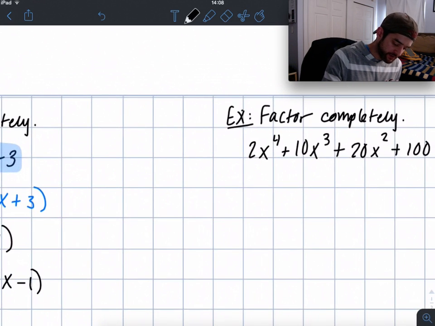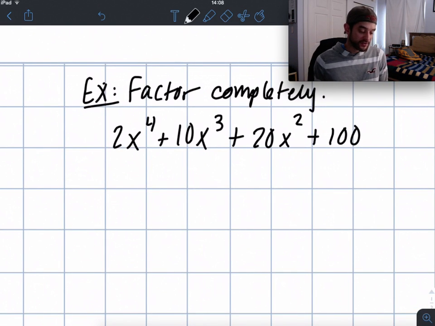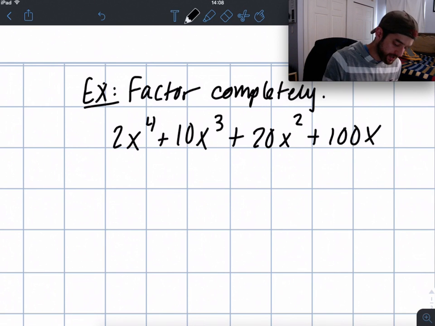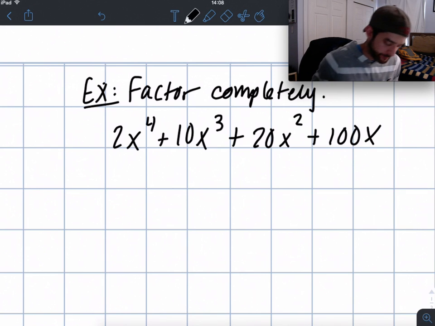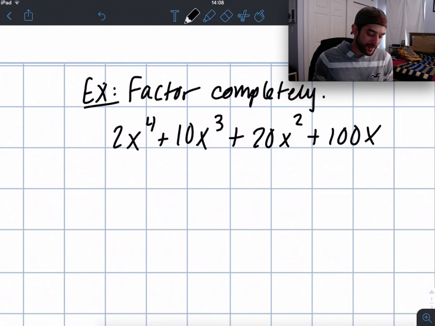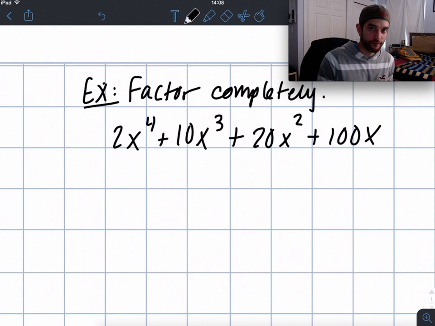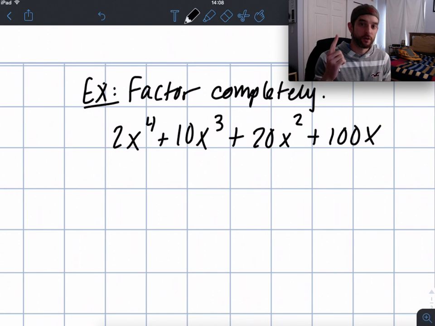All right, let's look at our third example. 2x to the fourth plus 10x cubed plus 20x squared plus 100x. That should have an x on there. So, as I mentioned, factor by grouping is used mainly for four-term polynomials that are a degree of 3.